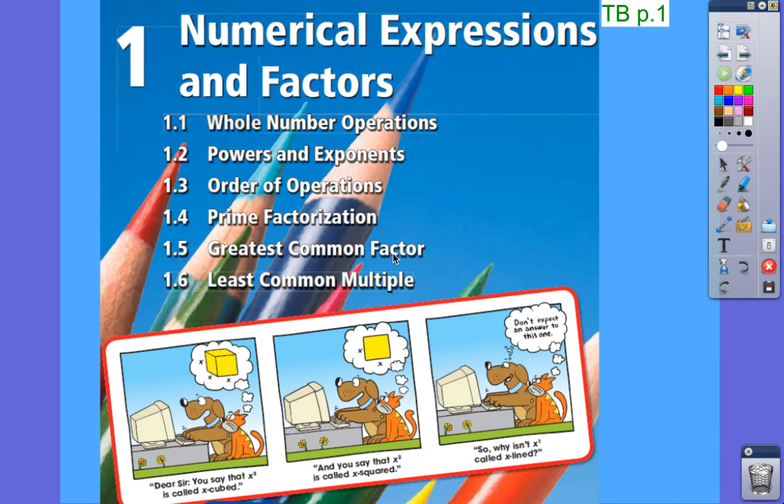Please open up your Big Ideas Math textbook to page 1. Today we are going to start Chapter 1, Numerical Expressions and Factors.